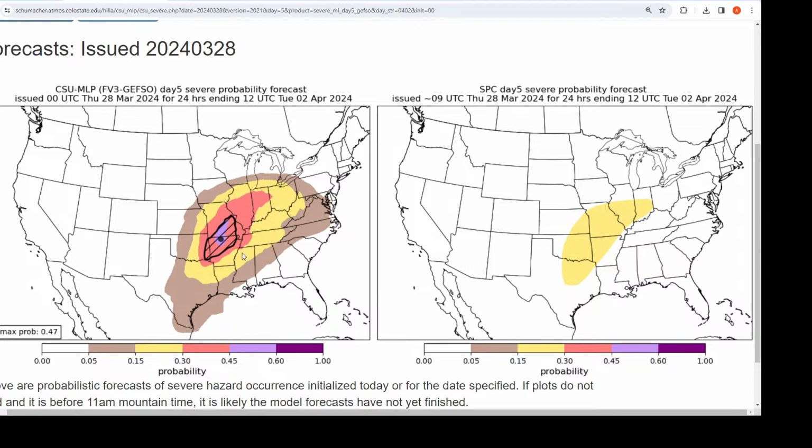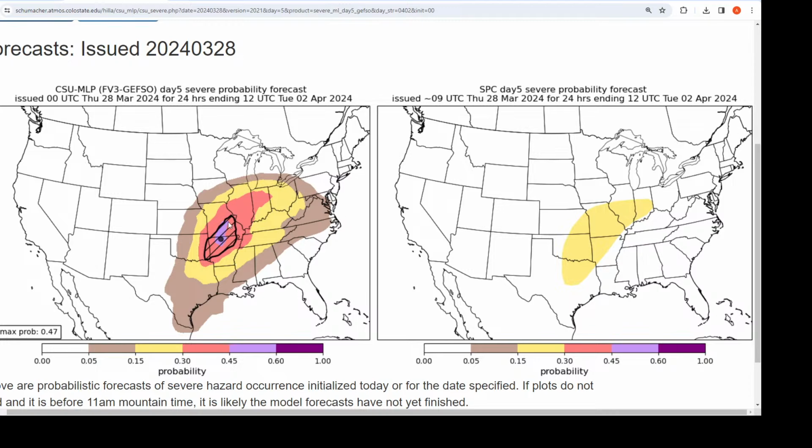Now, this red is what CSU considers their moderate risk. The yellow is slight, the brown is marginal. And then this purple here is going to be your high risk. Excuse me. The red is going to be the enhanced risk, and the light purple color here is going to be your moderate risk. So level 4 out of 5 risk.